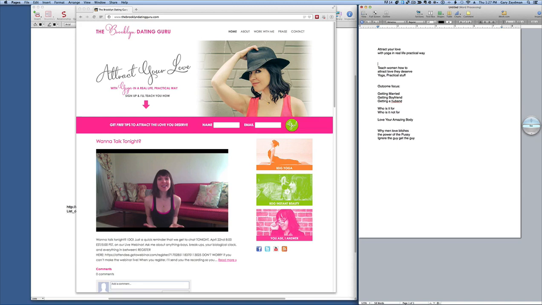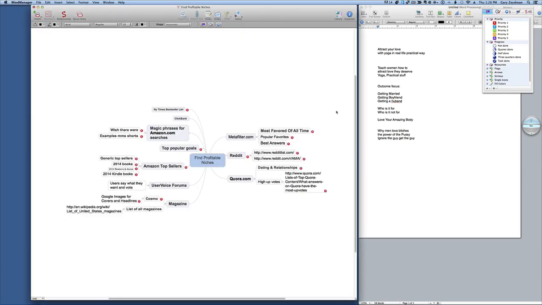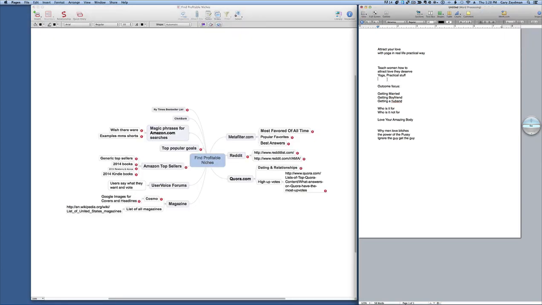Now, if we look at that messaging and ask ourselves, is that clear and specific as to the outcome that you're going to get from opting in here or learning from her? The answer to that is no, because "attract your love with yoga in real life practical way" is not clear and not specific. So what we're going to do here is go step by step and try to see how we can get more specific. And the way to do that is to start off with what's already selling in the marketplace and try to identify what the gaps in the market are.